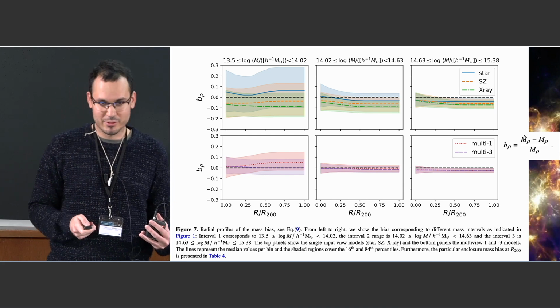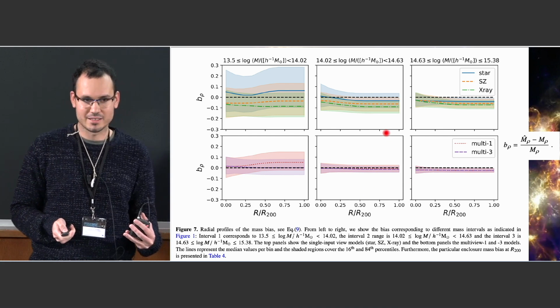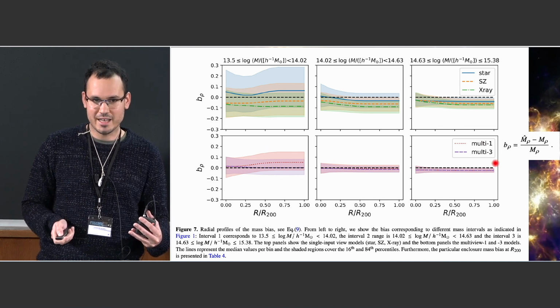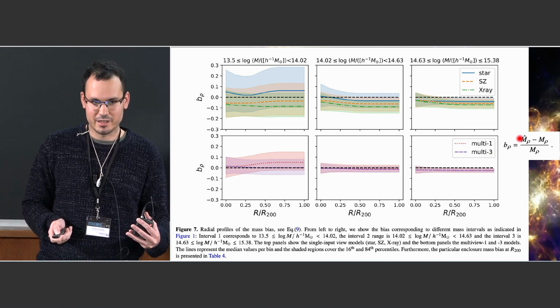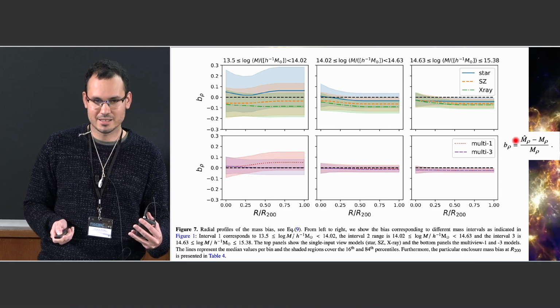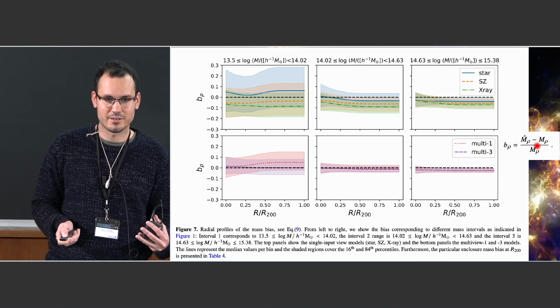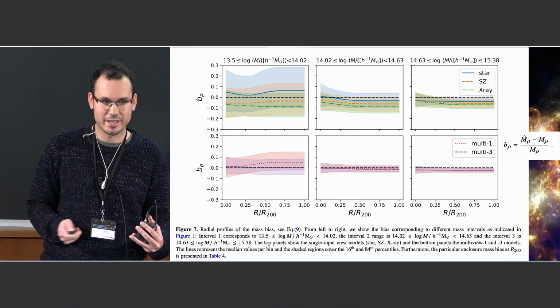You see, these are the mass profiles. The mass profiles are the mass integrated over a circular region. This is called the bias. The bias is the difference between the predicted mass profile and the true mass profile, divided by the true mass profile. So this is like a percentage error of your estimation.